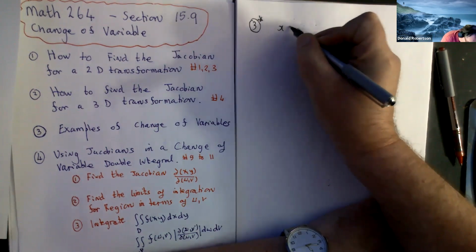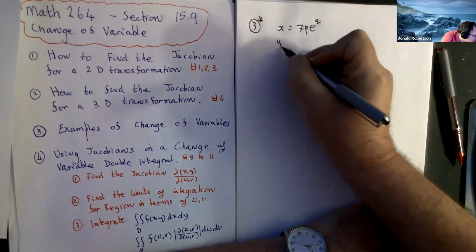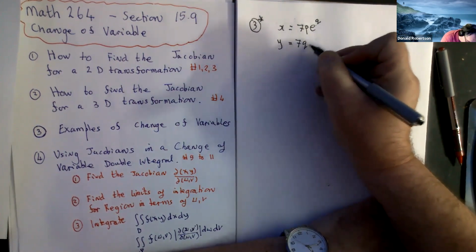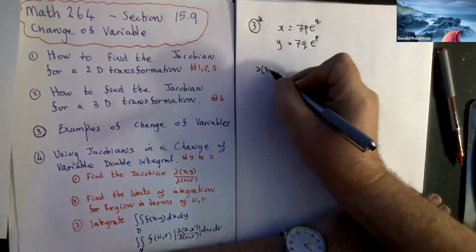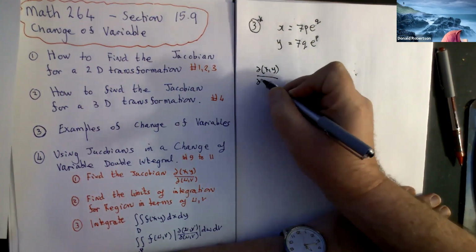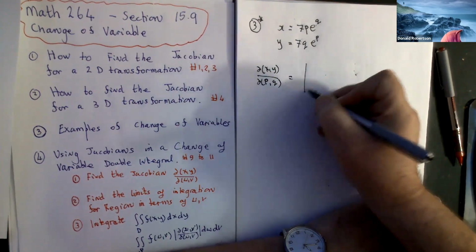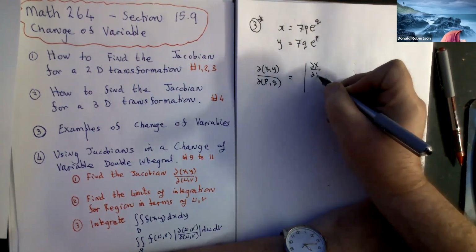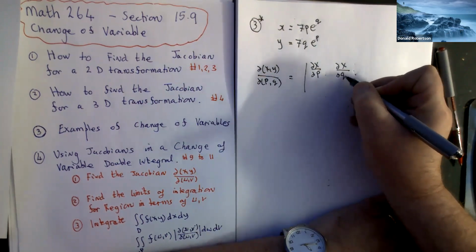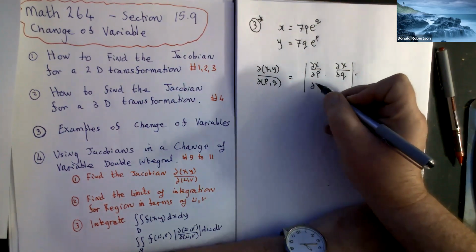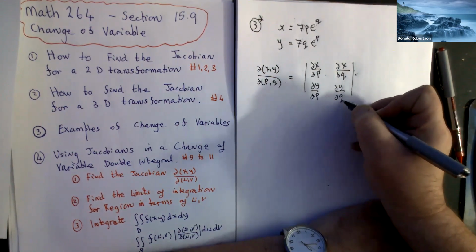So in this one, we have x equals 7p e to the q. We have y equals 7q e to the p. Symmetric. And we're going to find the Jacobian. In this case, I'm doing p and q. So the derivative of x with respect to the first one, which is p, and the derivative of x with respect to the second one, which is q. The derivative of y with respect to p, and the derivative of y with respect to q.